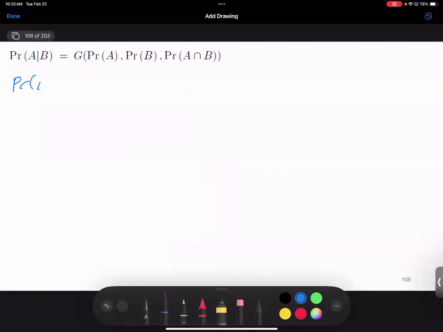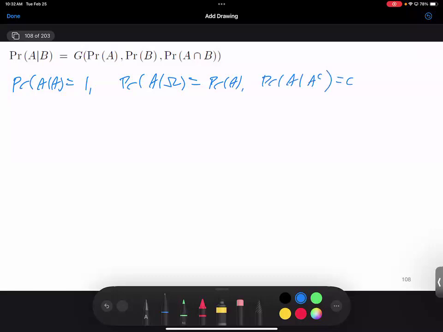So we know the probability of A given A should be 1. The probability of A given omega should be the probability of A. The probability of A given A complement should be 0. Any thoughts about what might work? And of course, if you remember the formula, you can just say the formula.